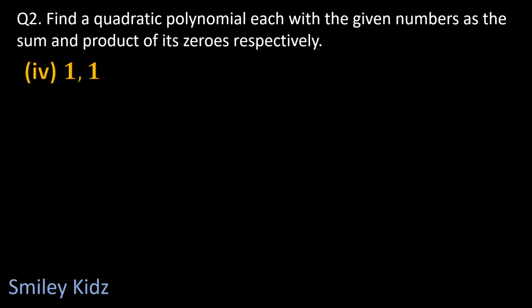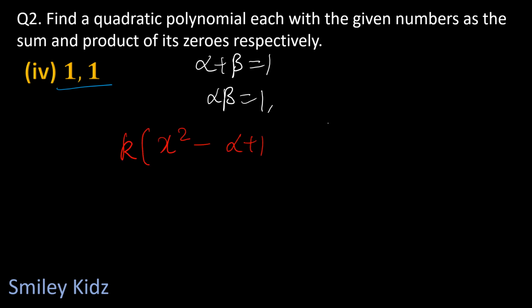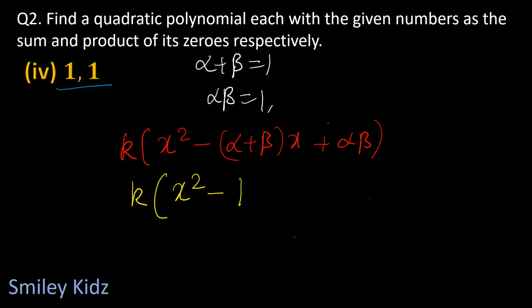Then we have 1 and 1. That means alpha plus beta is 1 and alpha beta is also 1. Now again we're going to write it down. K into x square minus sum of zeros into x plus product of zeros. Substitute the values of alpha plus beta and alpha beta. We get k into x square minus 1x plus 1.